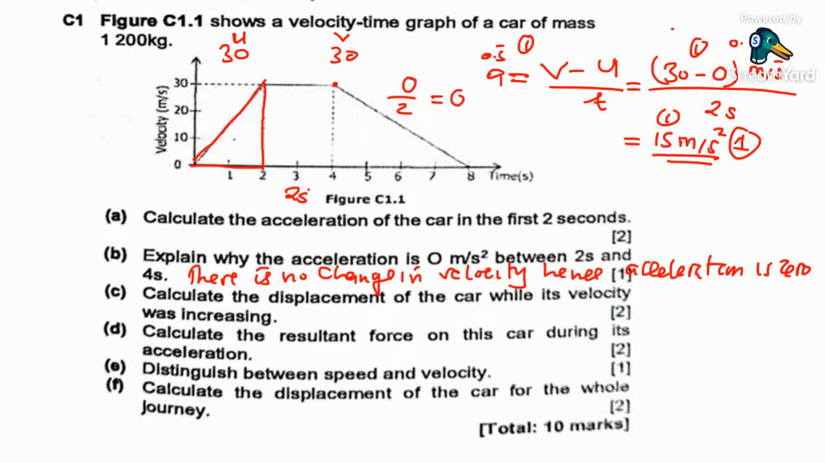And what is the shape? This is a right angle triangle. How do you find its area? For a right angle triangle, the area is equal to half base times height. Therefore the displacement here, which is distance, is going to be half base times height. Base is this part, height is this part. So what is it if we replace? The base is 2. The height is 30. These 2 and these 2 cancel, so you're going to remain with 30 meters.